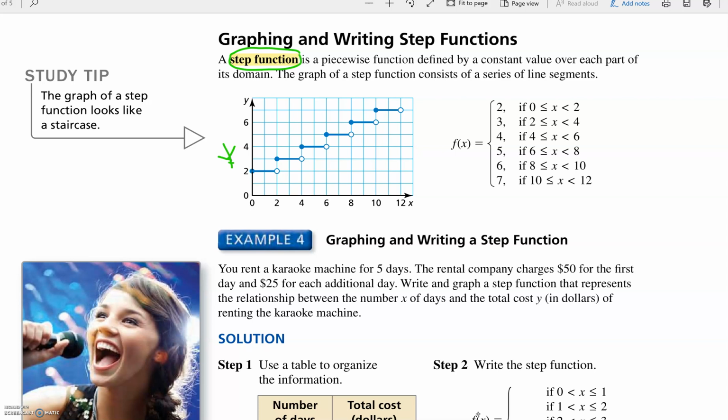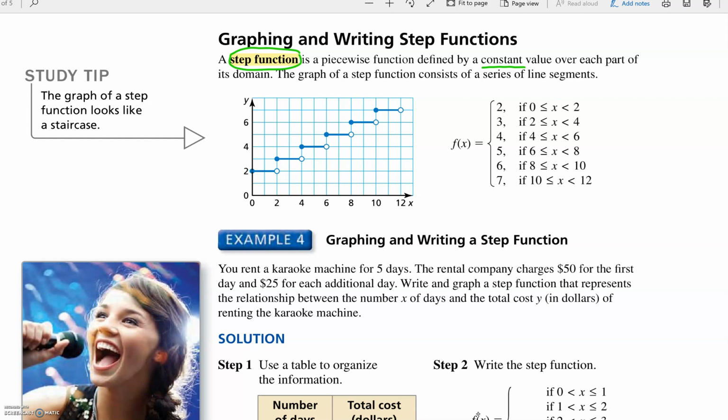The idea is it stays constant over an interval. Notice the y value is not changing. We say the y value is constant. On this piece, the y value is constant. On the second piece, the y value stays constant. All right? So that is an example of a step function.